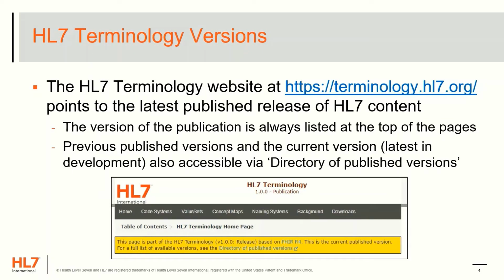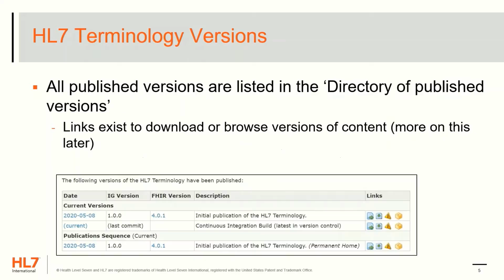It's important to pay attention to the version of HL7 terminology being displayed on the pages. Terminology.hl7.org will always point to the most recent published version of the terminology, and the version is displayed across the top of every page. Across the top of the page, you'll also see a link for the directory of published versions. Clicking this link will allow you to see all previously published versions of the terminology, as well as the current version, which is continuously updated as changes are approved.